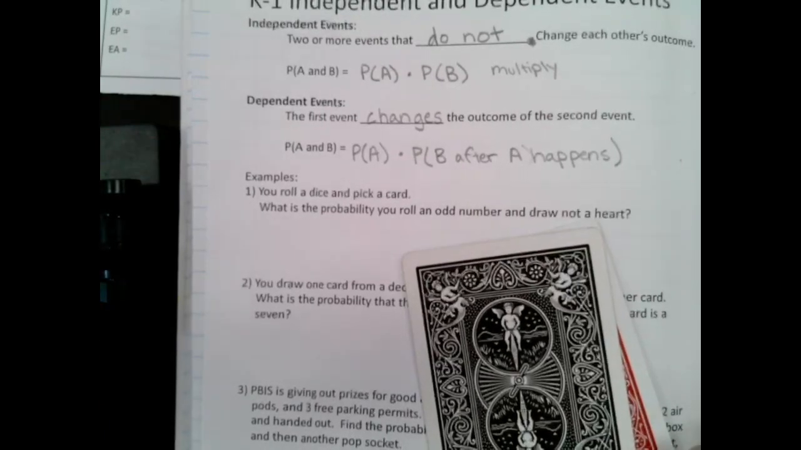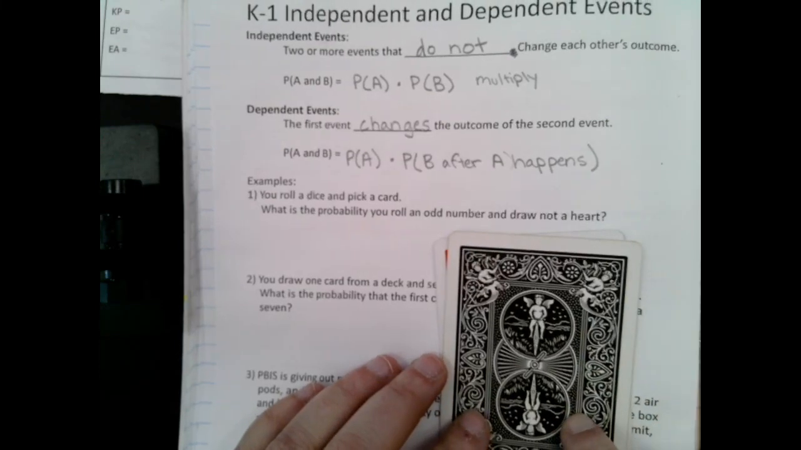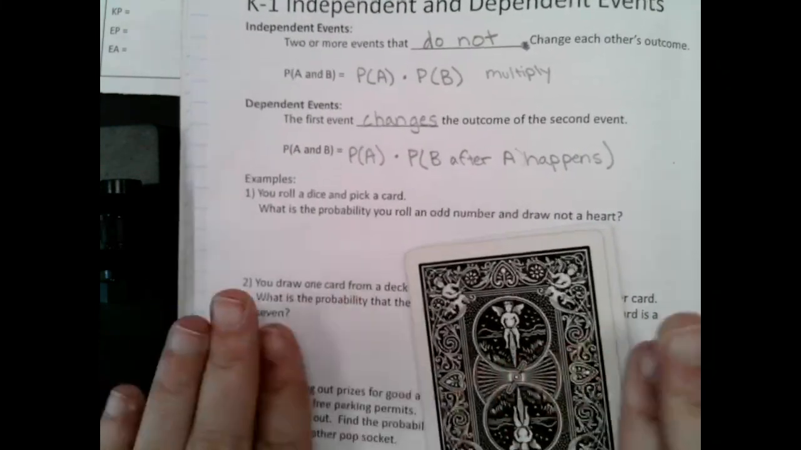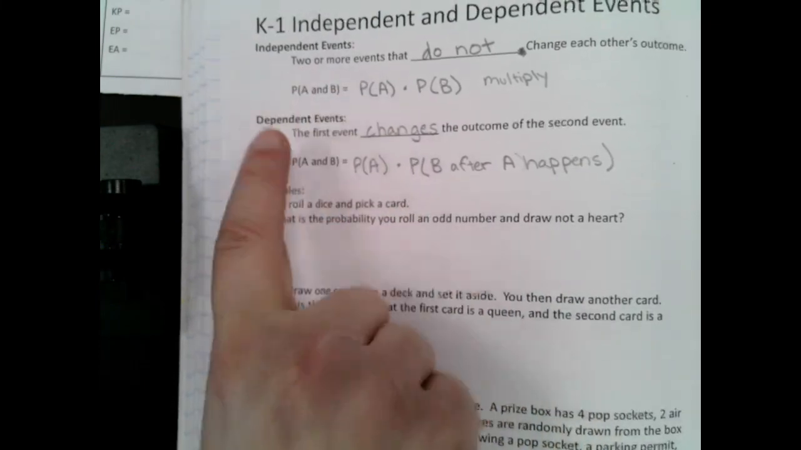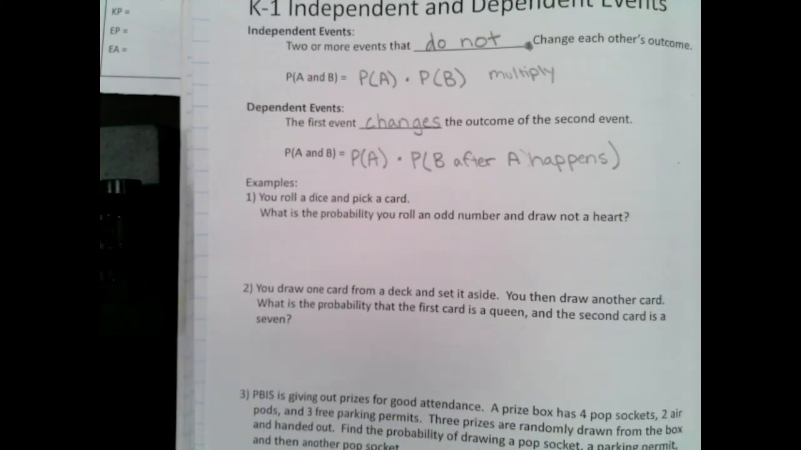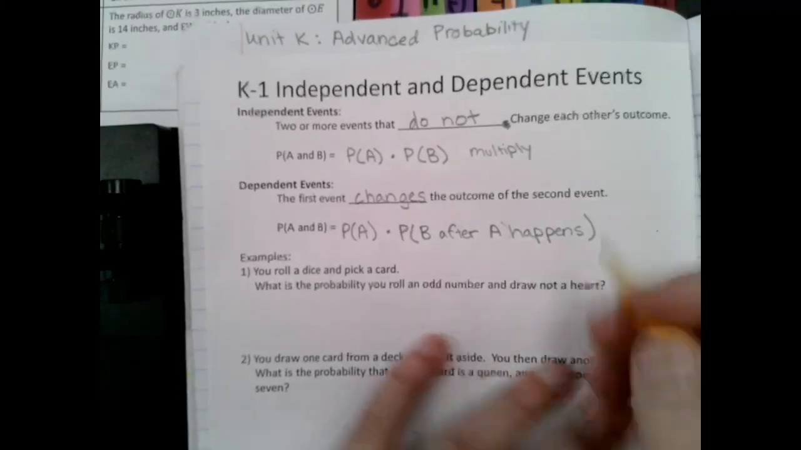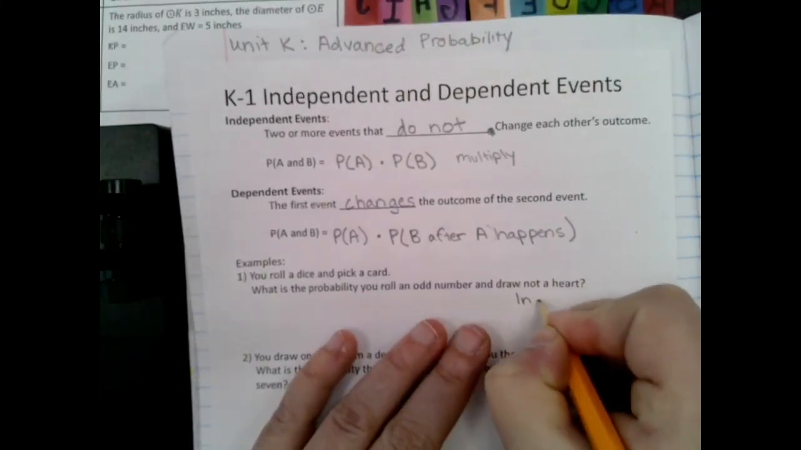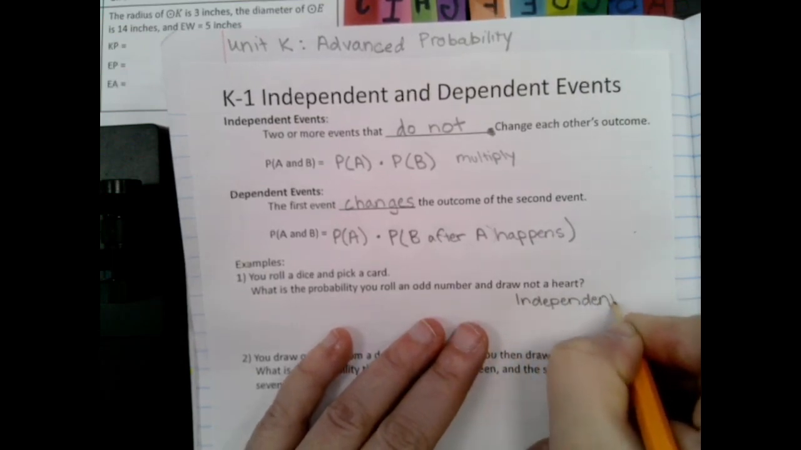No, when I roll the dice, does my deck of cards magically change? No, they're different. They're separate. So because they're separate and they're different, are they going to be independent or dependent? Independent. They're completely separate. They don't change. So our answer for the first part is independent. I'm going to write this kind of on the right side because that's where we'll write all of our answers.